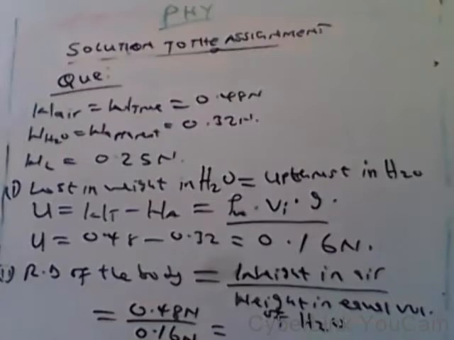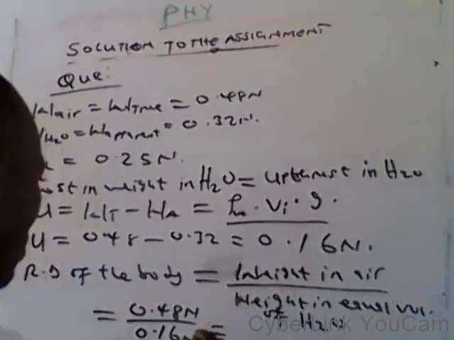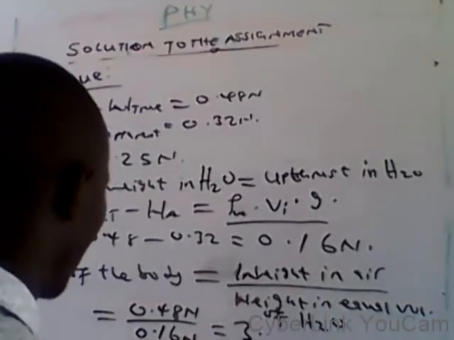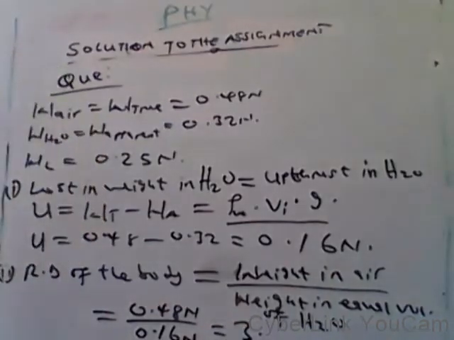So our answer here will be 0.48 divided by 0.16. We have 3 with no unit.